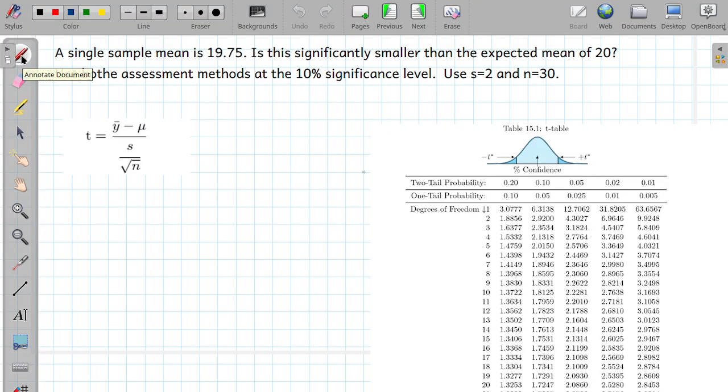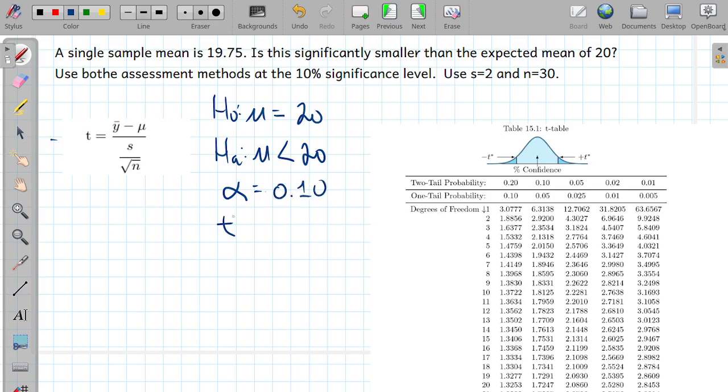Now, another one sample test. Single sample mean is 19.75. We want to know, is this significantly smaller than the expected mean of 20? We're going to use both assessment methods at the 10% level of significance. S is equal to 2, N is equal to 30. So what are the hypotheses? Well, let's write them down. H null says the mean is 20. The alternative hypothesis, as given, is less than 20. And alpha is 10%.